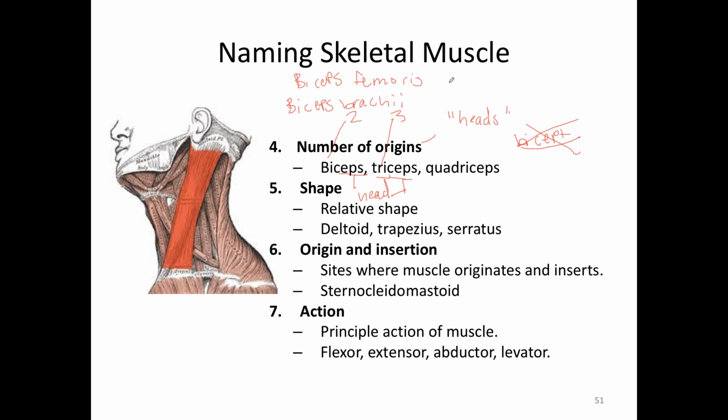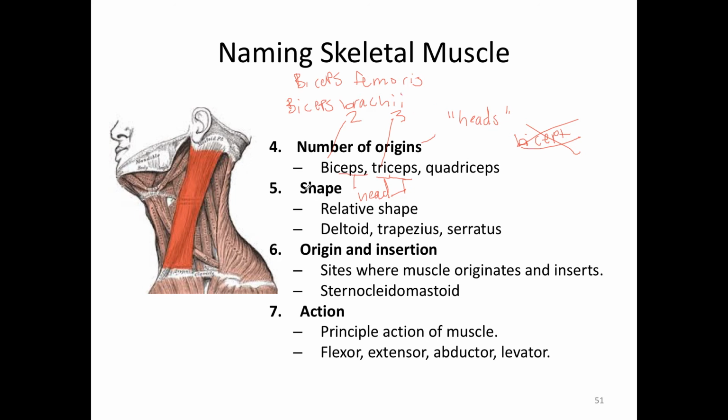So biceps femoris means two heads, leg, and biceps brachii means two heads, arm. If you, on an exam or on a practical, just write biceps and you don't tell me whether it's the leg or arm one, I'm not going to be able to give you full credit for that answer, because all you've written is two heads in Latin, and well done you, but you haven't told me where the two-head thing is. So you need to give me as much information as possible.